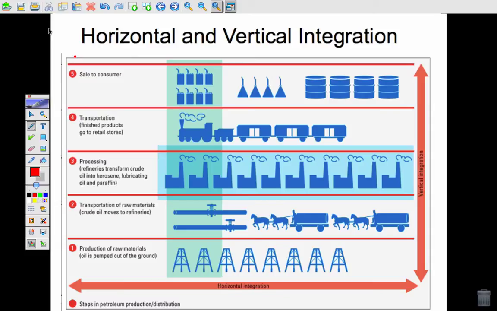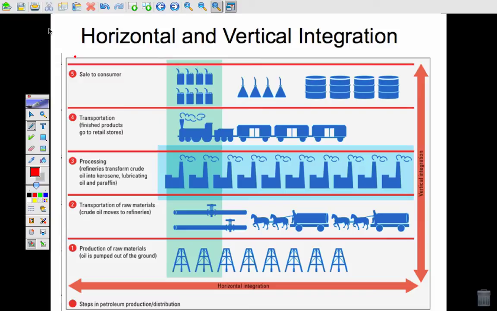Because understanding horizontal and vertical integration is essential. This is something that you will definitely see on your midterm. So I would pay very close attention, okay? And we're going to give you a couple of pictures to help you understand the difference between vertical and horizontal integration, all right?